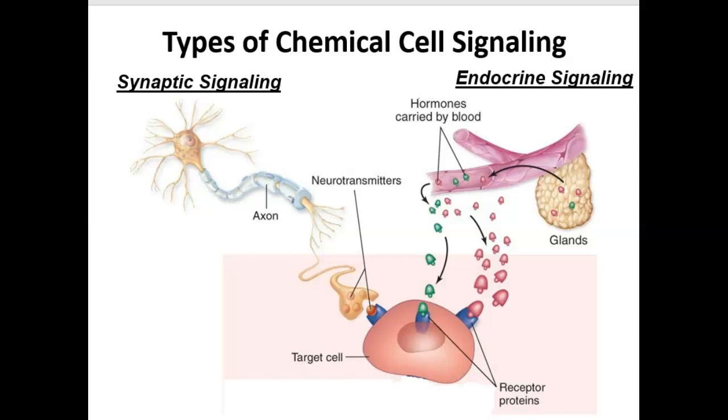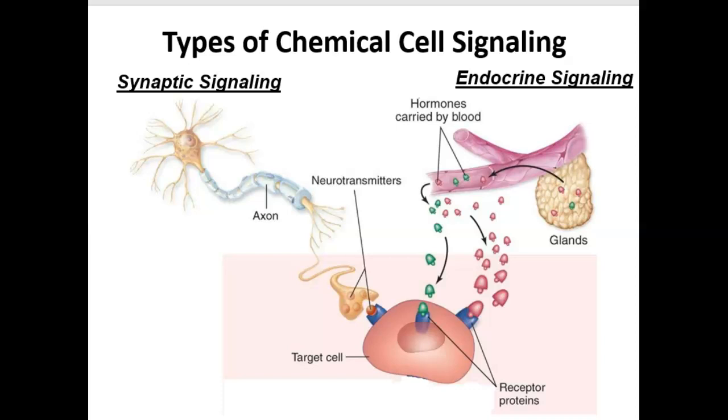The 3rd and 4th types of chemical cell signaling are depicted on this slide. Endocrine signaling, shown on the right, involves a signaling cell that's typically located in a gland. This cell releases a signal called a hormone. Because the target cell is far away from the signaling cell, the hormone must travel through the bloodstream to reach its target cell. When the hormone is released, it diffuses towards the bloodstream, but the majority of the distance it travels is through blood flow.